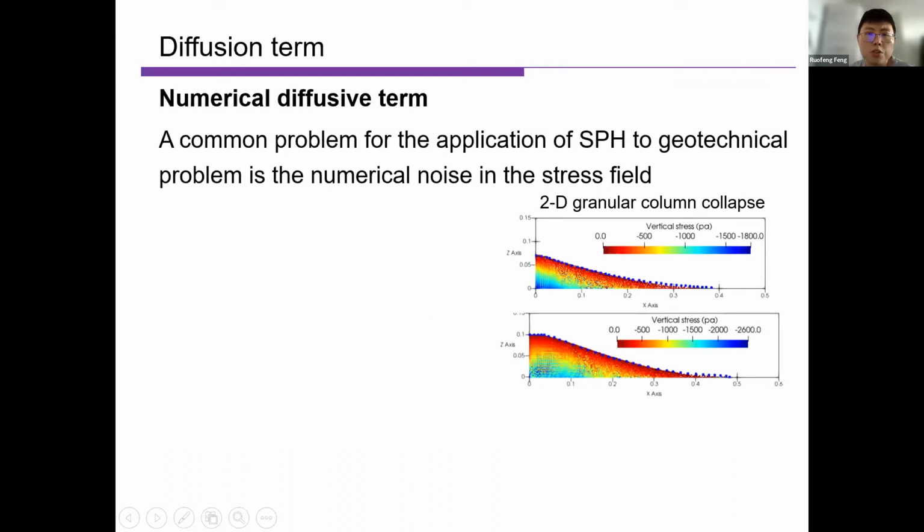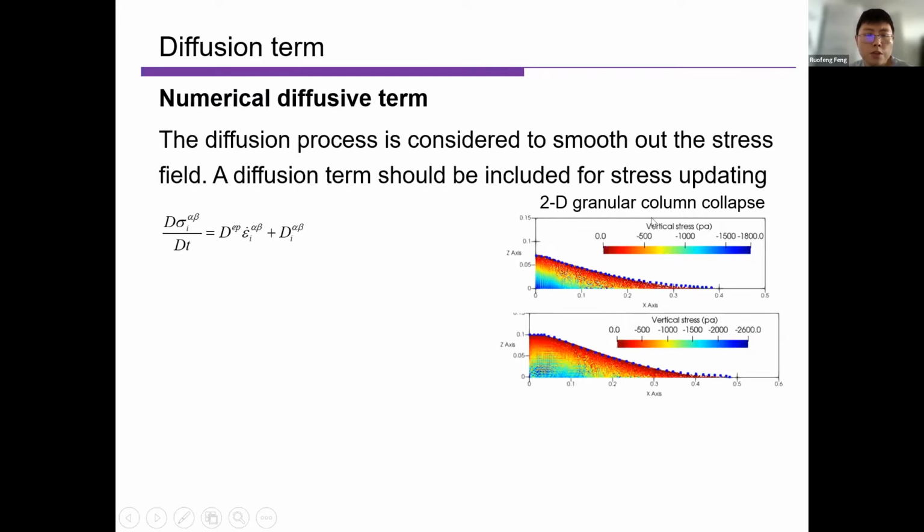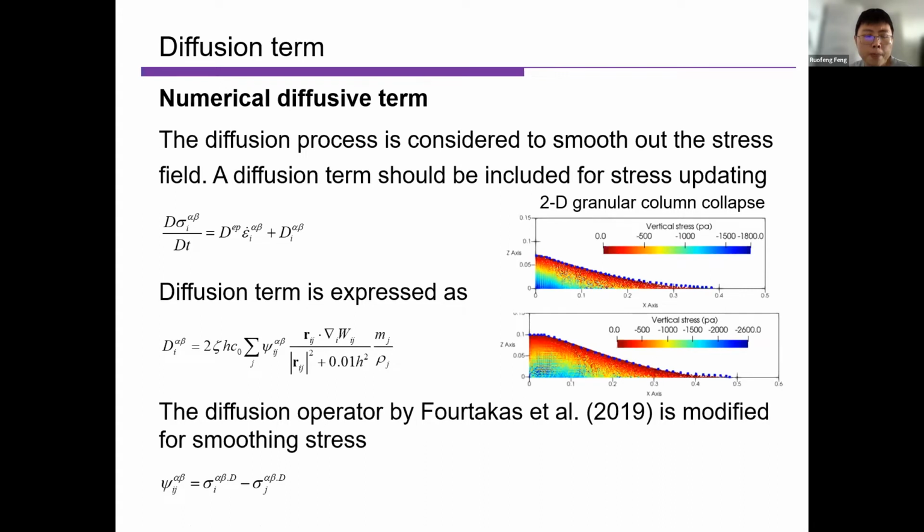Another problem for the geotechnical application of SPH is the noise in the stress field, as we can see from the figure here, the two-dimensional granular column collapse. So, inspired by the density diffusion term in fluid dynamics, which achieved quite some success in predicting pressure, we consider a diffusion process in stress updating. The expression of the diffusion term is quite similar to the density diffusion term in fluid dynamics.